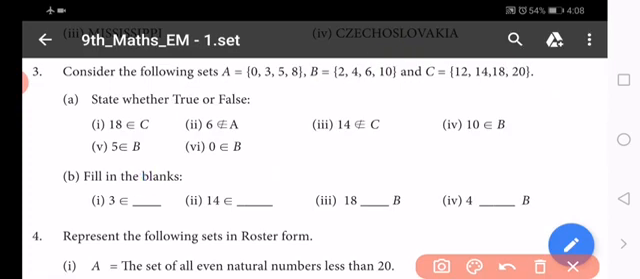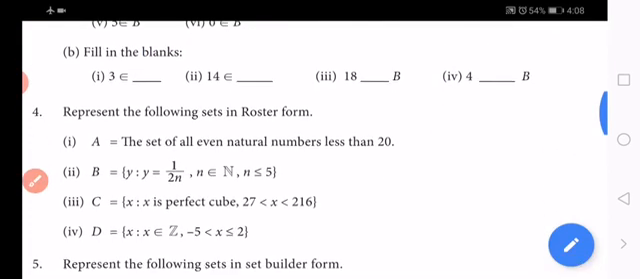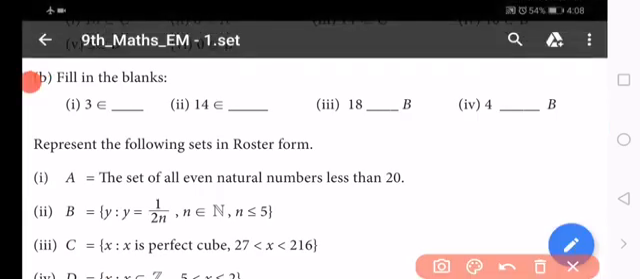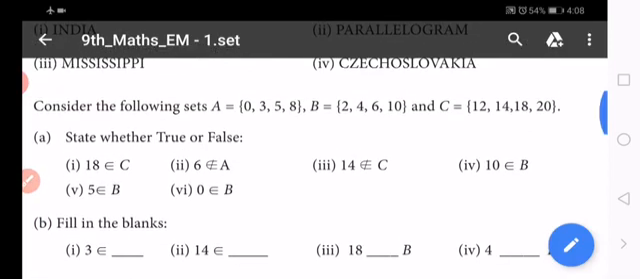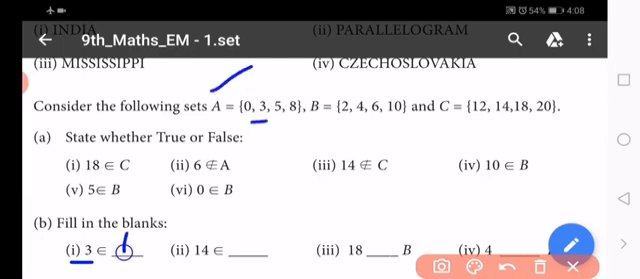And fill in the blanks. 3 belongs to, so 3 belongs to which set? Where is 3? 3 belongs to A. So 3 belongs to A. And the second one, 14 belongs to. Where is 14? 14 is in set C. So 14 belongs to the set C.